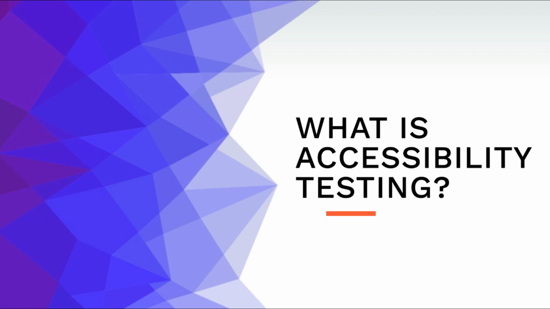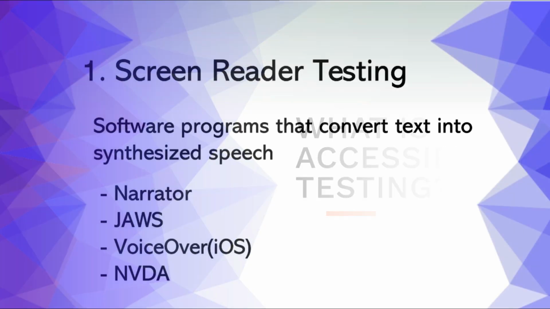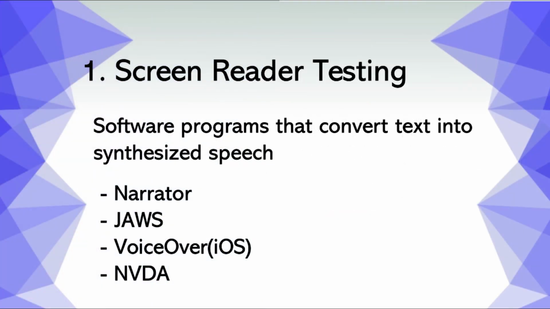Now, let us look into a few types of accessibility testing. The first one is screen reader testing. Screen readers are software programs that convert text into synthesized speech, allowing visually impaired users to read digital content. An example would be using a screen reader to navigate through a website and ensuring that all the content is properly read out and understood.